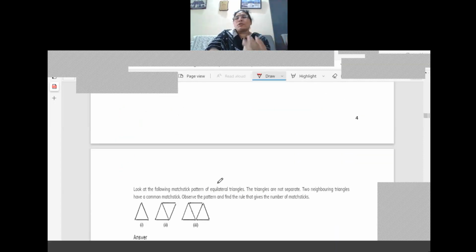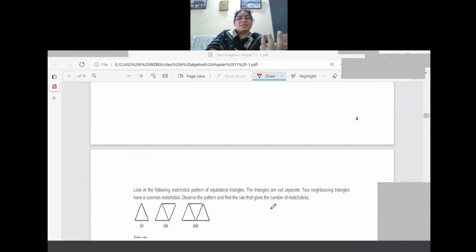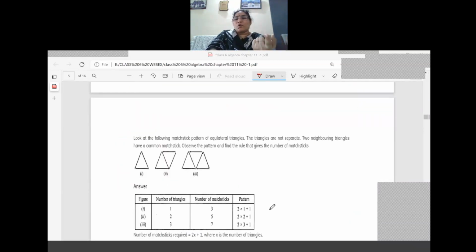Now don't think that you will always get a simple pattern like 2 and 3 and 4 and 5 and 10 and so on. It can be in a different way. Now see this example. Look at the following matchstick pattern which forms equilateral triangles. The triangles are not separate. That is the condition: two neighboring triangles have a common matchstick. Observe the pattern and find the rule that gives the number of matchsticks.